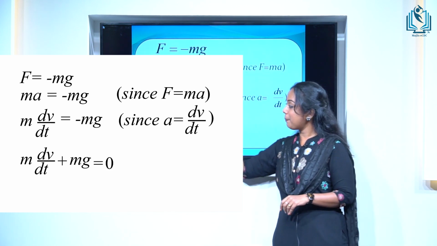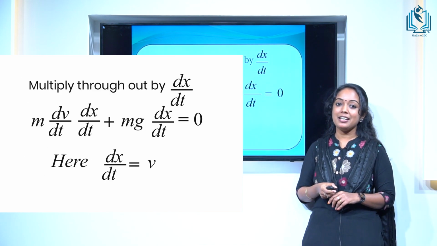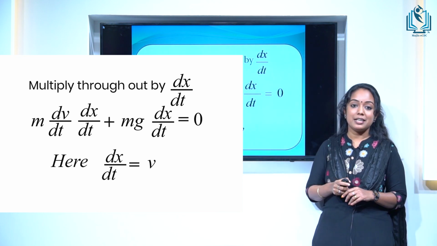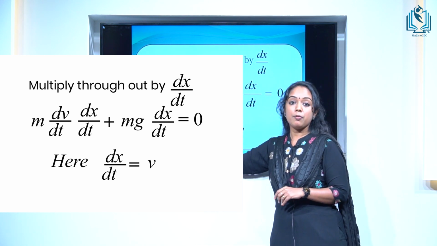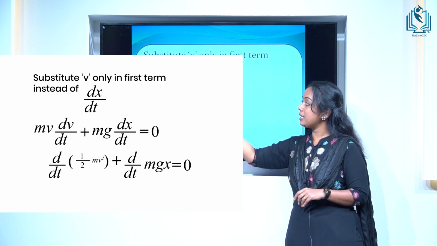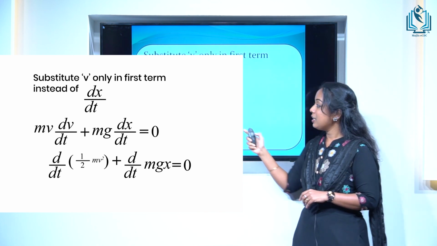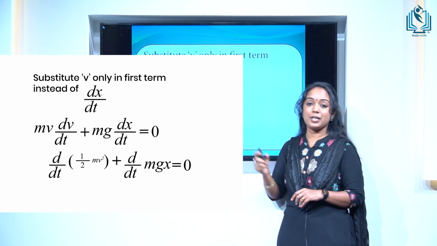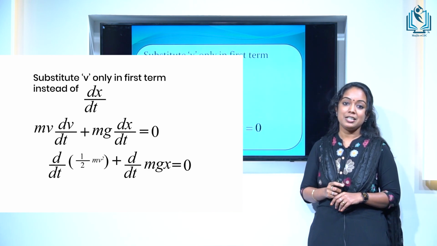Now multiply throughout by dx by dt, that is m into dv by dt into dx by dt plus mg into dx by dt. Here dx by dt is velocity v. Now we substitute v only in the first term, that is mv into dv by dt plus mg into dx by dt is equal to 0. Here the first term is equivalent to d by dt of half m v square and the second term is equivalent to d by dt of mgx.